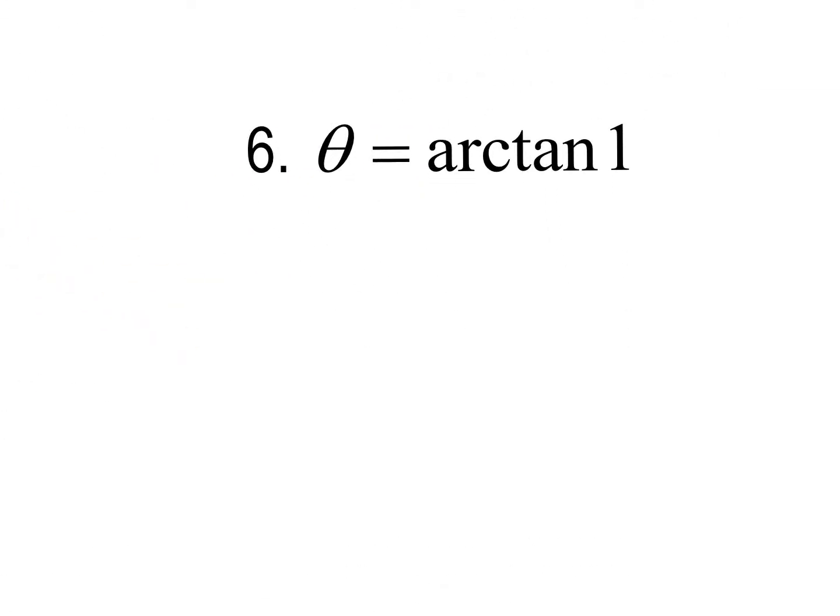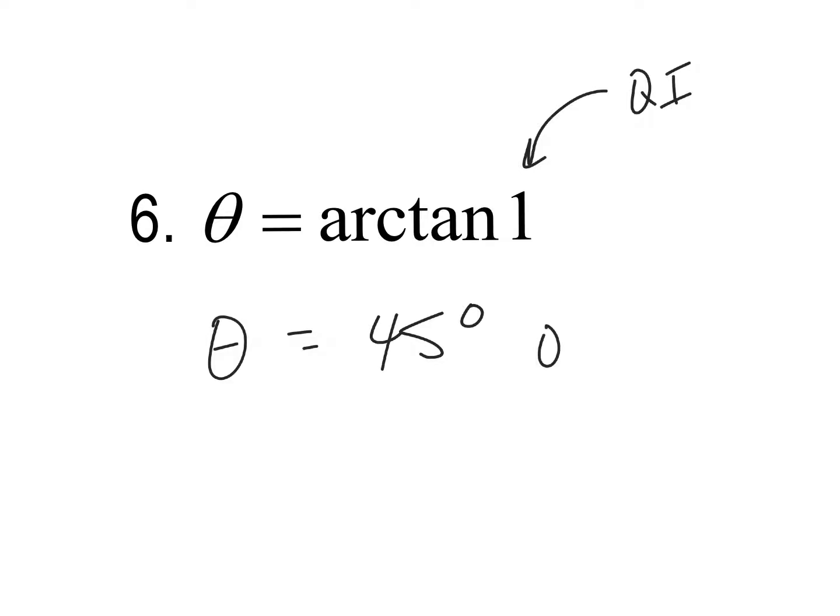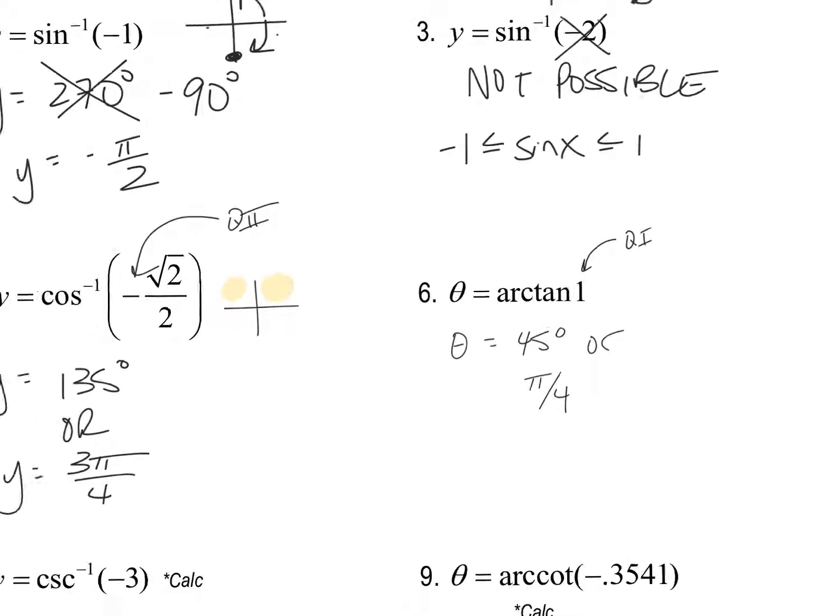Tangent of 1. So remember that tangent, the options are quadrant 1 and quadrant 4. In this case, since we are positive 1 here, we are going to be in quadrant 1. And where is the tangent equal to 1 in quadrant 1? My theta is going to be 45 degrees, or it's going to be pi over 4 if I wanted my answer in radians.